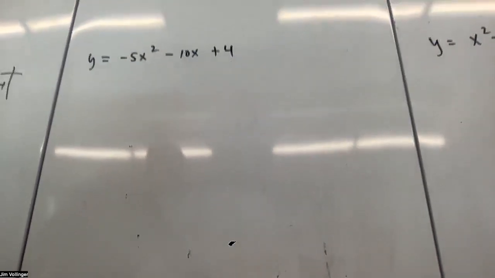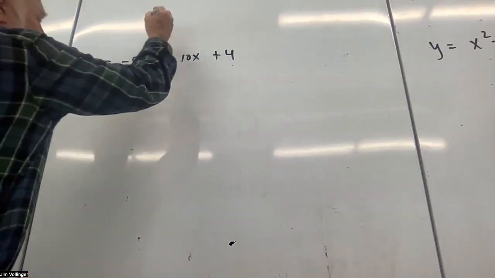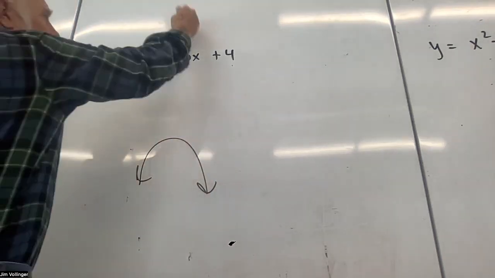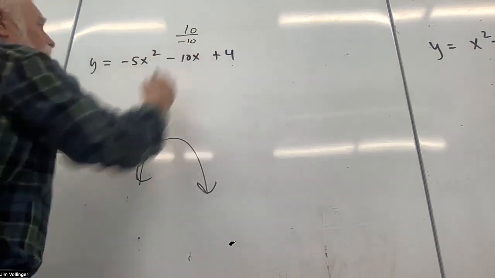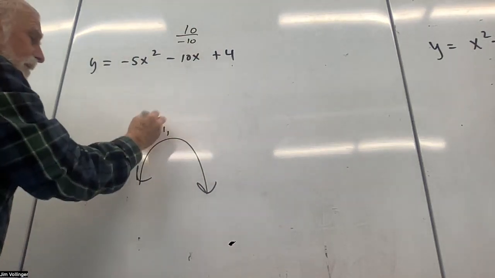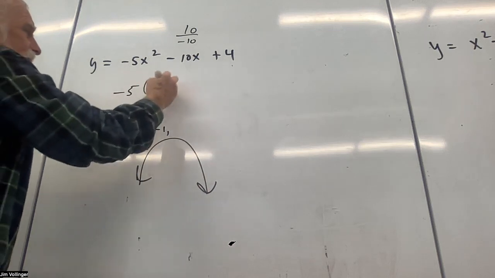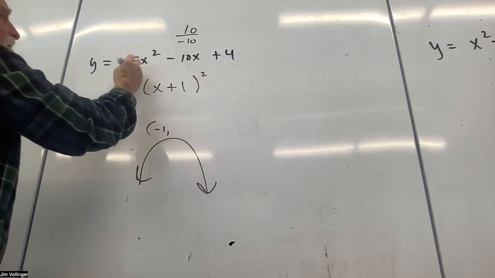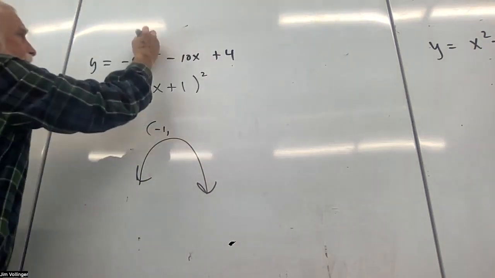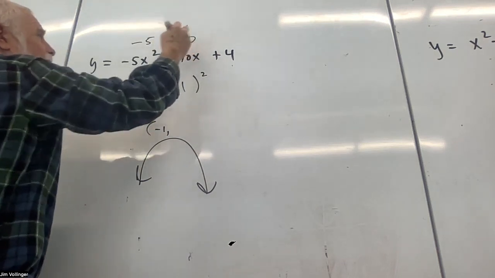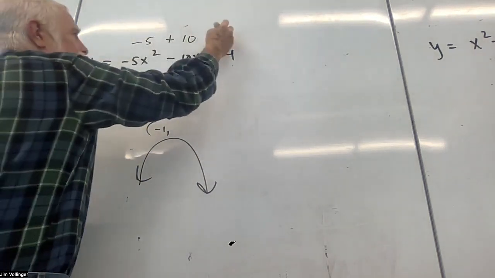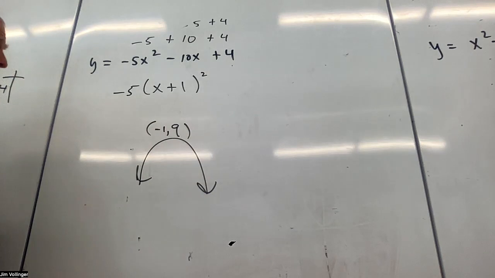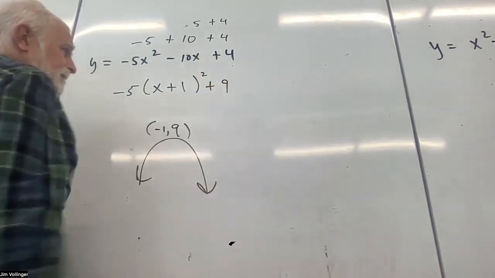Let's do another one. I hope you get it right tomorrow. Another cup shape down. What's the x value of the vertex? Minus b over 2a, minus 1. So I write negative 5 times x plus 1 squared. If I put negative 1 in, that's negative 5. Negative times a negative is positive 10. Oh, there's that 2 to 1 again. Plus 4 is the same as 5 plus 4, which is 9. Okay, we're done. That's the graph.